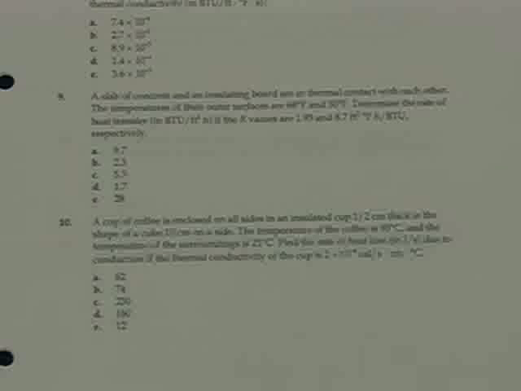Problem number 10. A cup of coffee is enclosed on all sides in an insulated cup 1/2 centimeter thick in the shape of a cube 10 centimeters on a side. The temperature of the coffee is 95 degrees Celsius and the temperature of the surroundings is 21 degrees Celsius. Find the rate of heat loss in joules per second due to the conduction if the thermal conductivity of the cup is 2 times 10 to the minus 4 calories per second per centimeter per degree Celsius.